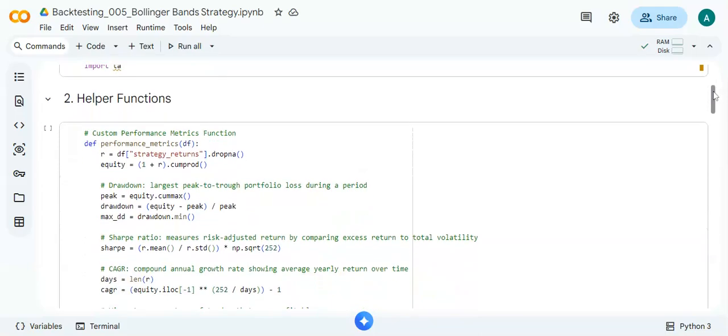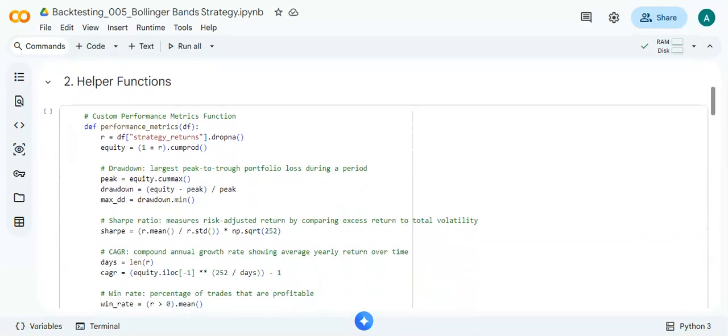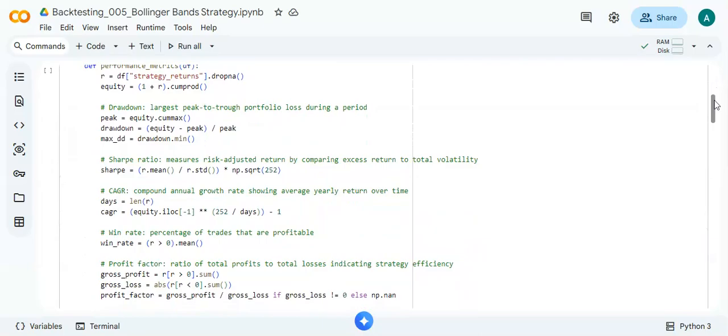Next, we're going to consider immediately the helper functions, meaning we define our key five indicators. For example, we are using Drawdown. Just to remind, it's the largest peak-to-trough portfolio loss during the period. So at one point in time, we are losing such an amount of money from our equity. For example, if we are using 1 million, at one point in time we can lose, let's say, 20% or 30%, not over the whole history.